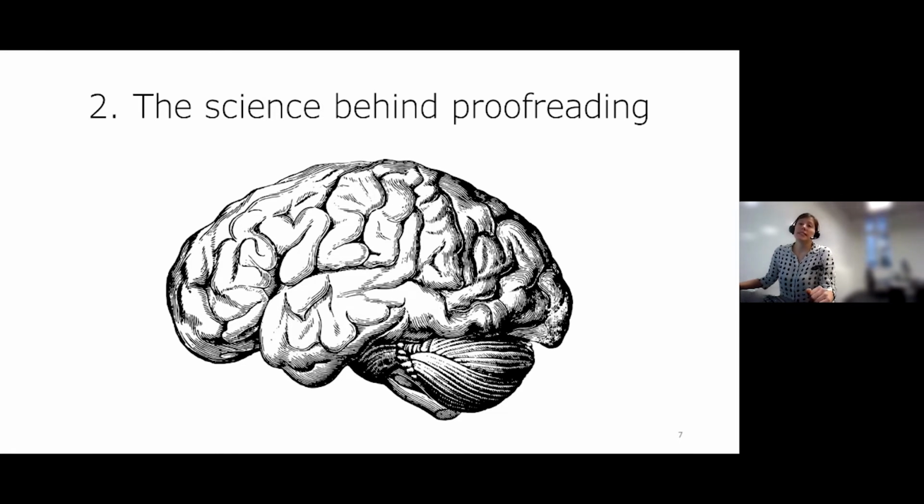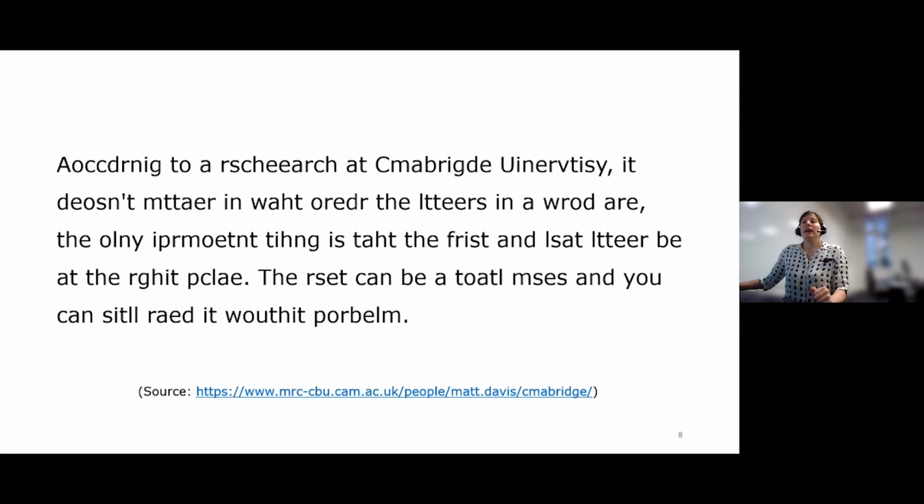Now let's dig into the science behind proofreading, or more specifically, why proofreading is actually so hard. Some of you might have encountered this paragraph or something similar. Can you understand what it means? According to research at Cambridge University, it doesn't matter what order the letters in a word are. The only important thing is that the first and last letter be in the right place. The rest can be a total mess, and you can still read it without problem.